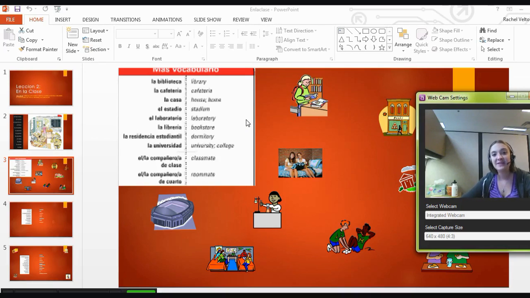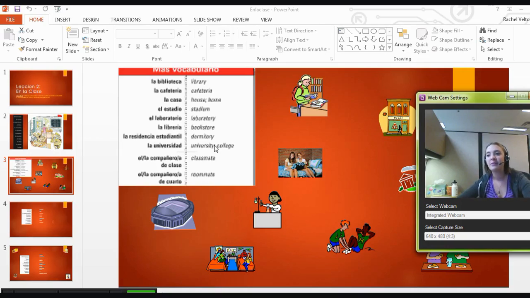A dormitory, this is dealing with college words. You have la residencia estudiantil. Literally, it's the student residency. Then you have the word for college or university, la universidad. After that, you have a classmate. You can have the masculine form, which is el compañero de clase, or you can have the feminine, la compañera de clase. Notice that they change based on who the person is.